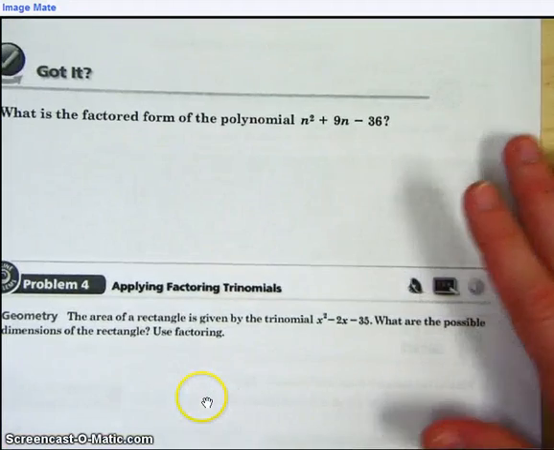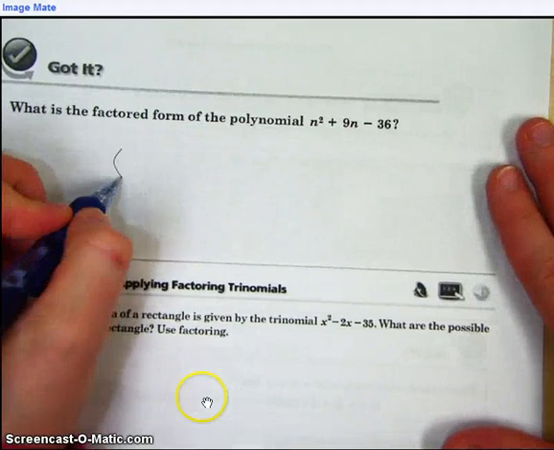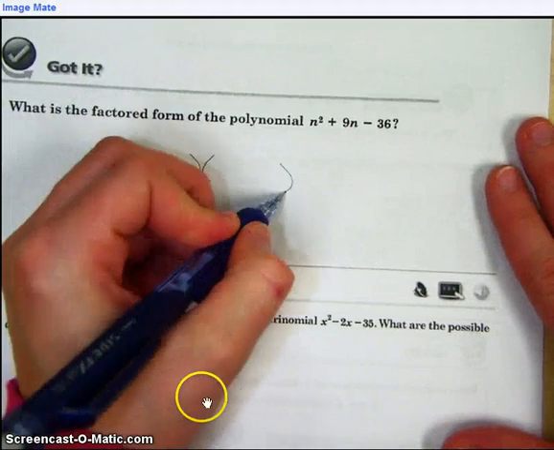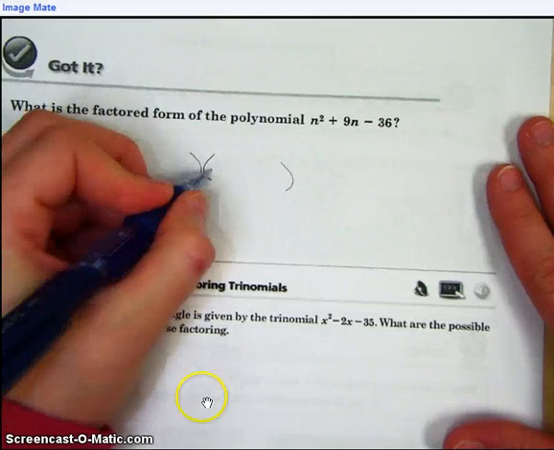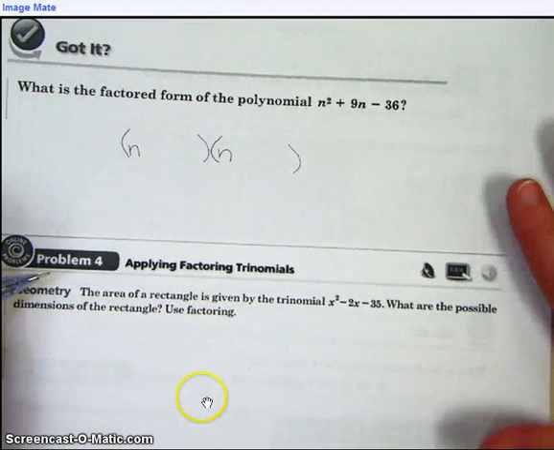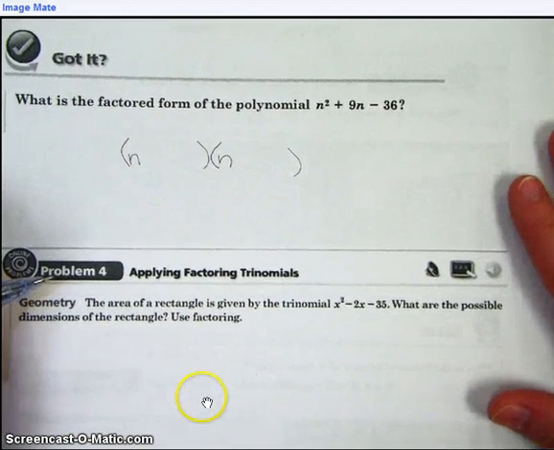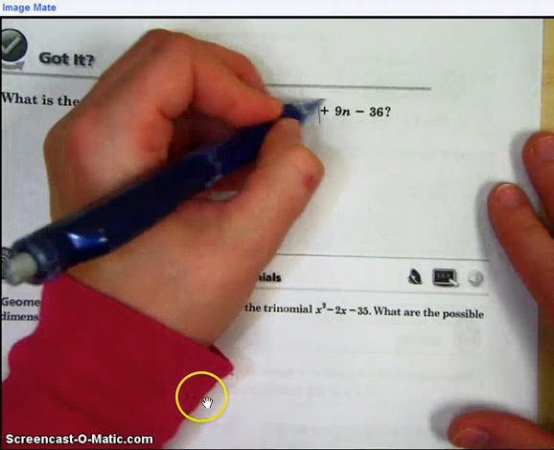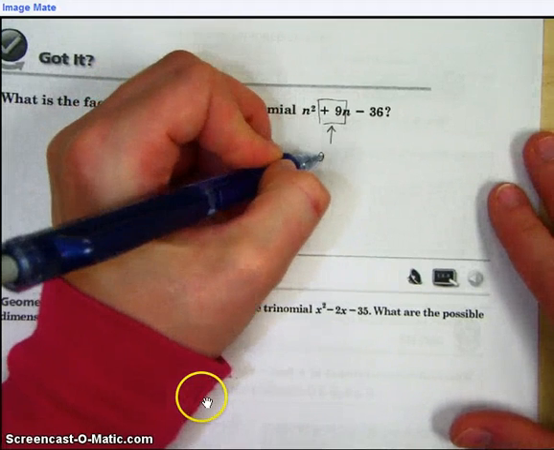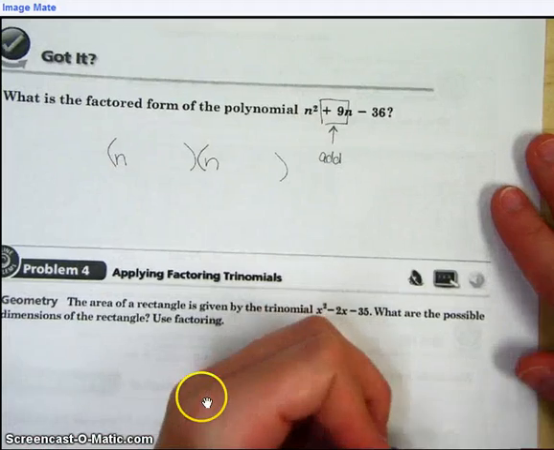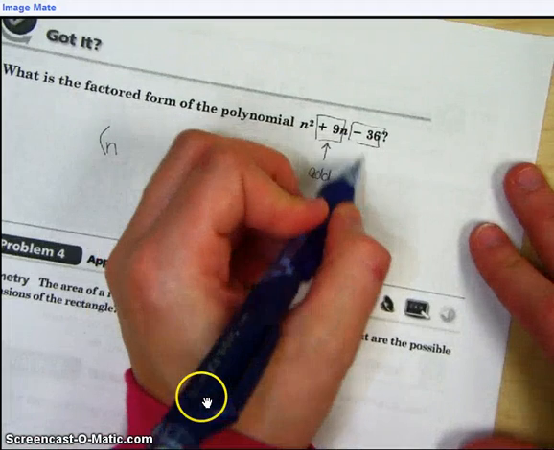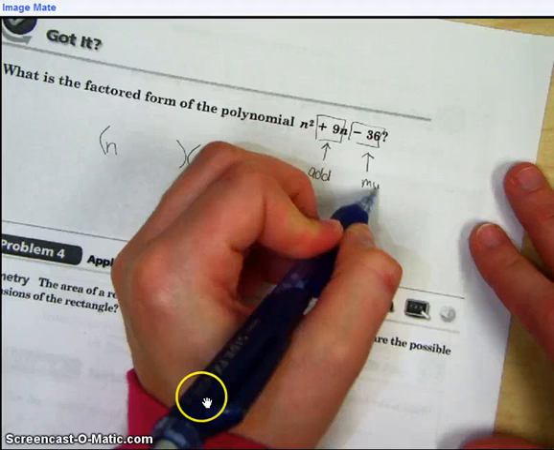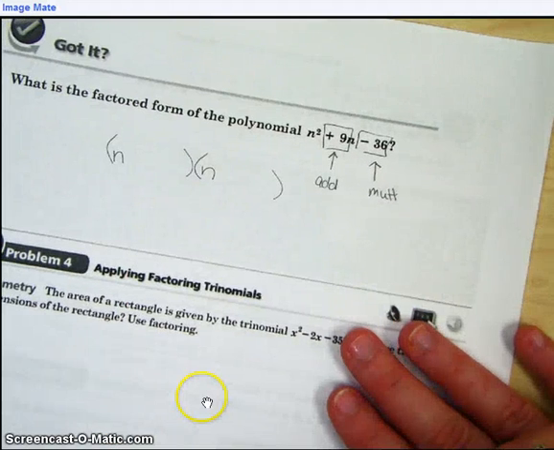Let's try it again. Let's get our double parentheses down. This time, it says n squared, so we need n and n. We know our signs are going to be different. And we know we need to add to get a 9, and we need to multiply to get a negative 36.